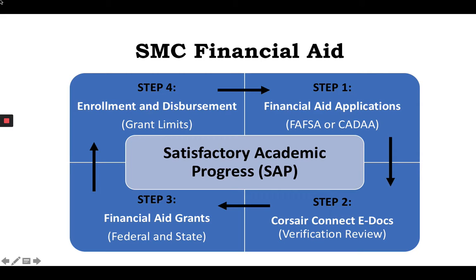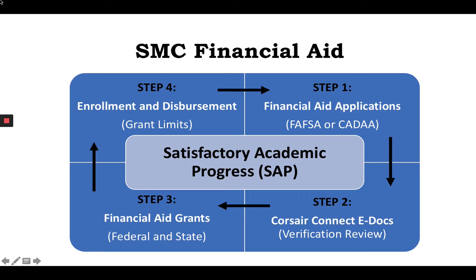Both applications have a priority deadline of March 2nd. If you missed the priority deadline this year, that is okay, but please plan to apply every year moving forward before March 2nd. This priority deadline allows you to be considered for additional state grants.